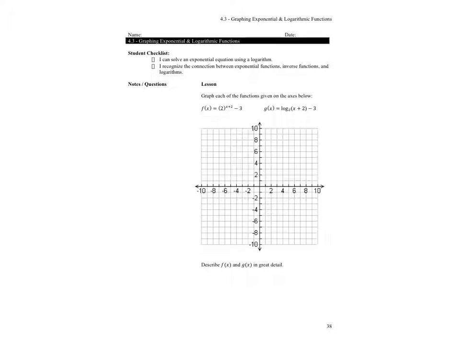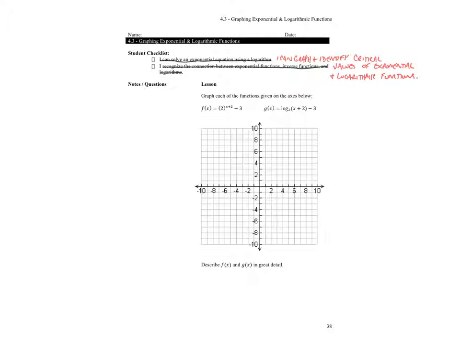One thing that I want to point out before we get started is that these checklist statements are just left over from the last lesson. What they should actually say is that I can graph an exponential function and I can identify the critical values of an exponential function. So I'll just write that here so that you can write it in.